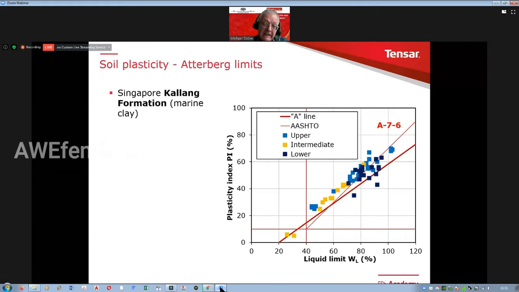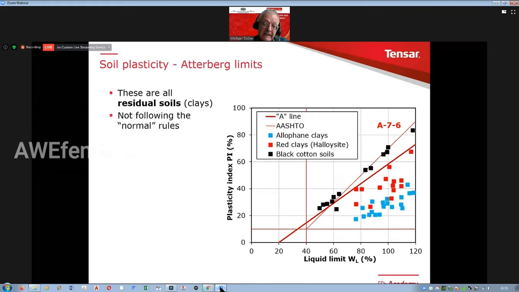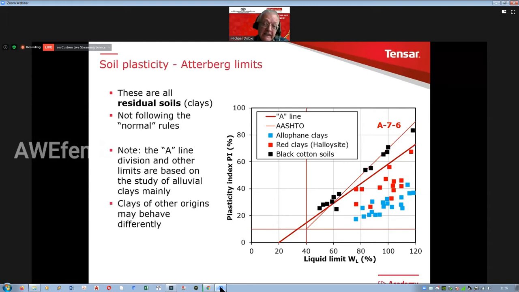All clays, and they're all residual soils, in fact. But what's important here is that they are not following the normal rules. And you can see there we have three clays. We have black cotton soils, which are essentially montmorillonite, or rich in montmorillonite. We have the red Tanamera clays, where we have a lot of this halloysite clay mineral. And we also have allophane clays, which is another interesting type of clay derived from volcanic material.